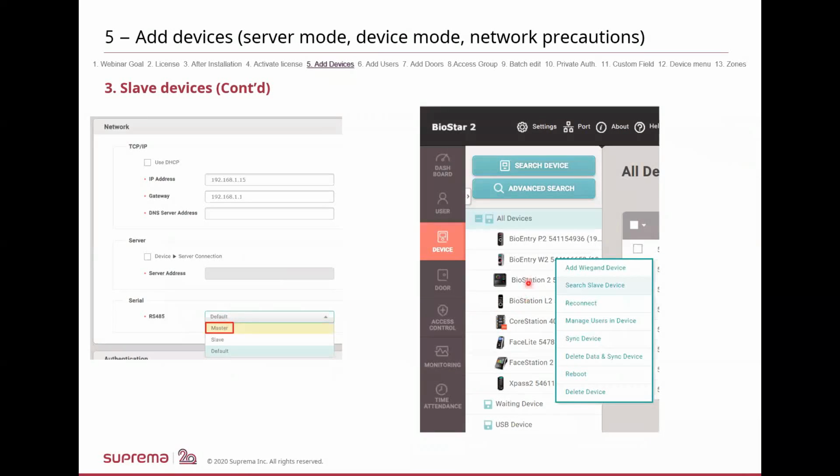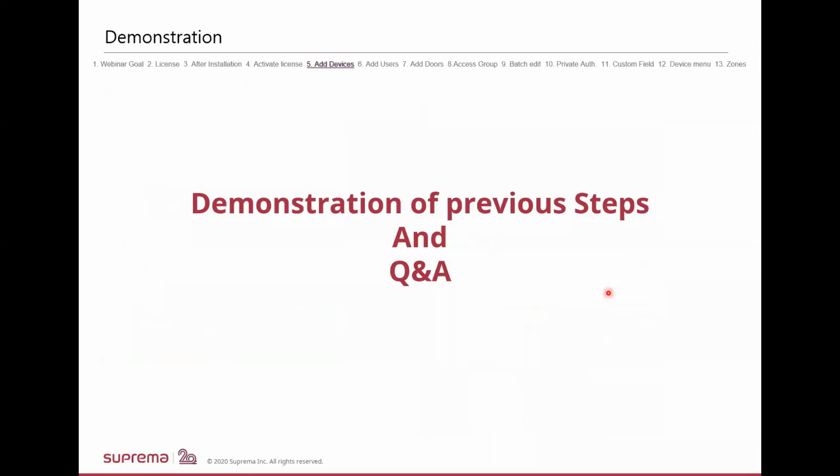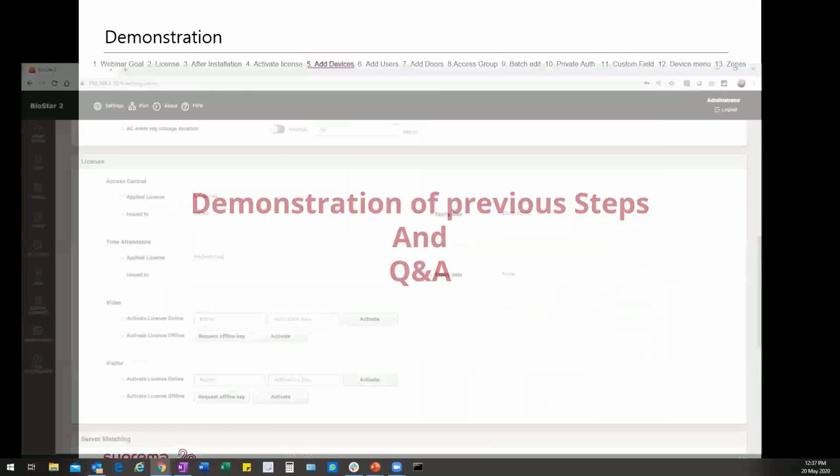Now, if you go to the same device, right-click, and now you will see search slave device is there. So it's very simple. Make the device master, which you have connected some devices to as RS-485 or slave devices, and then search slave devices is there. Let me quickly demonstrate that to you.